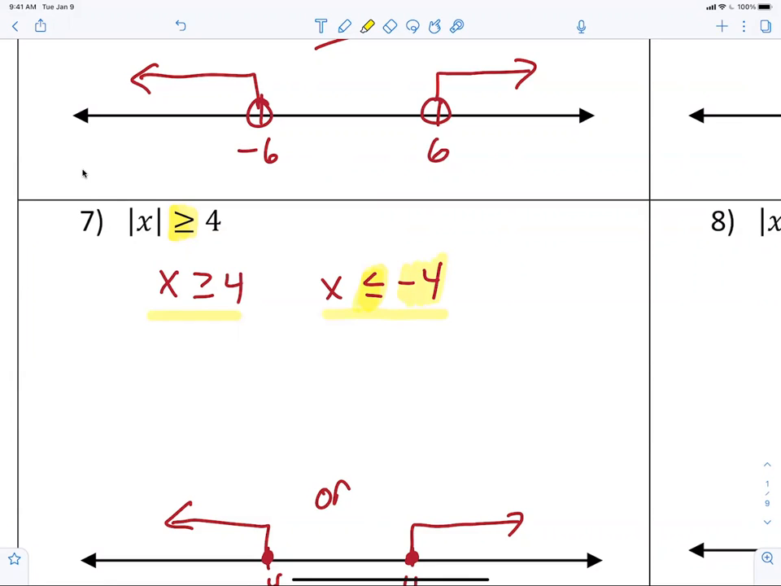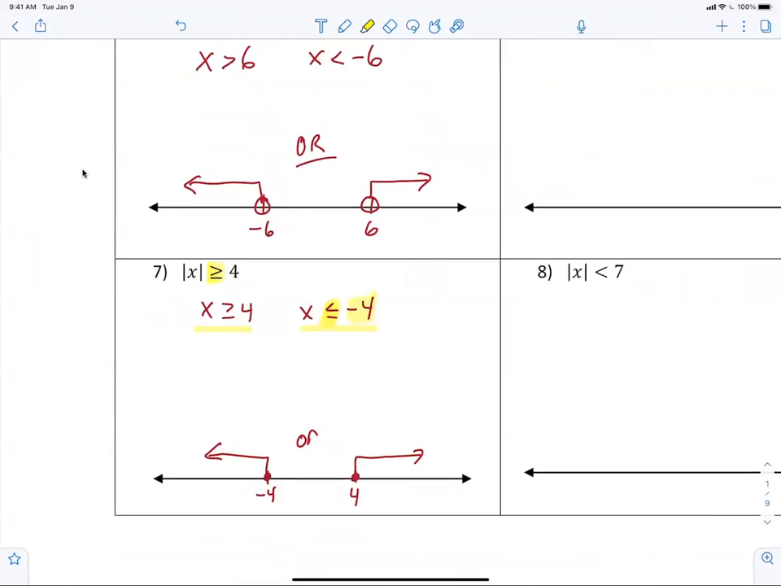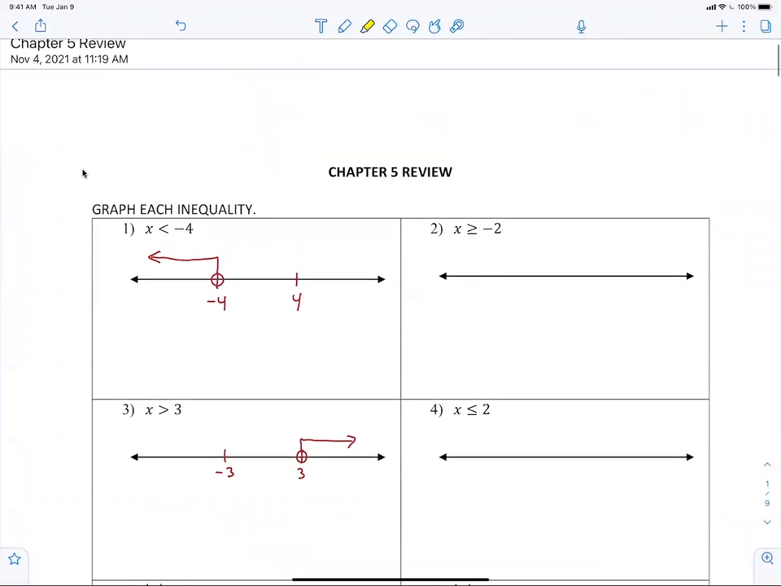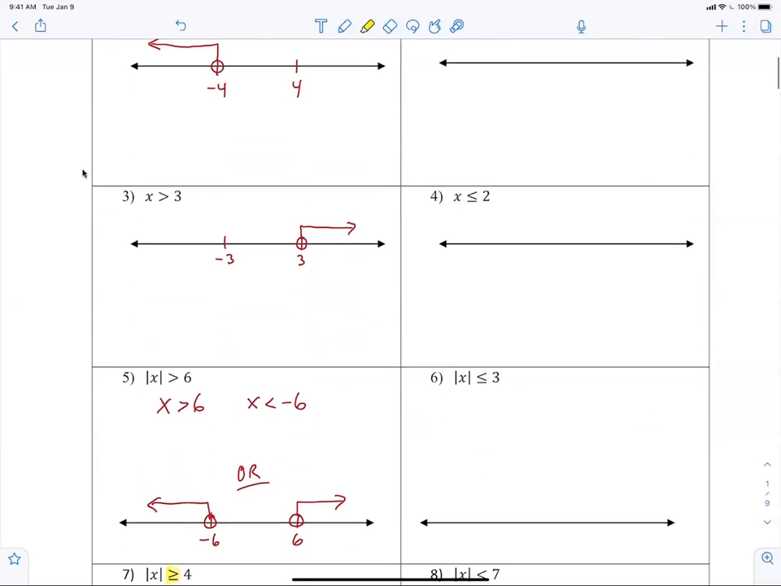You with me? You okay now or not? Yeah. All right, Maya. I'm just looking at the directions. Nope. I just want you to do that for now.